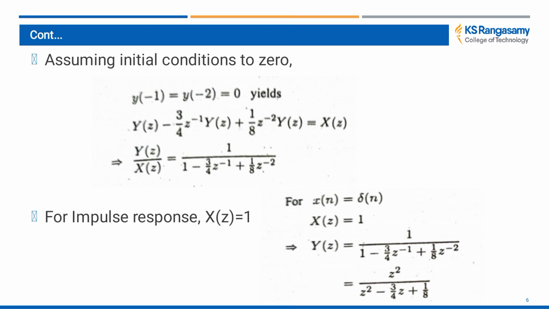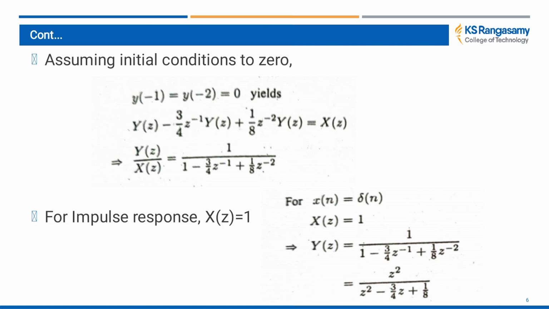For finding the impulse response, let us assume the input of the system is an impulse. Here the input was denoted by x of z. So the impulse response delta of n, when we take the z transform, gives 1. So x of z is equal to 1. So solve the transfer function y of z divided by x of z.